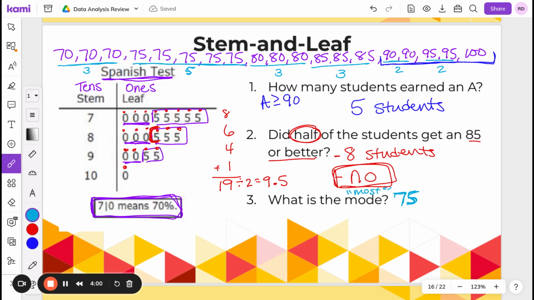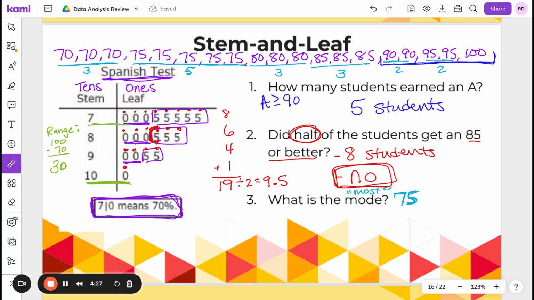Let's use our stem and leaf plot a little bit more to answer some more questions. If I asked you to find the range of this data, a reminder, the range is the biggest minus the smallest. The highest grade that was received is this 100, and the lowest grade is a 70. So the range is 100 minus 70, or 30 points. It's not too bad.